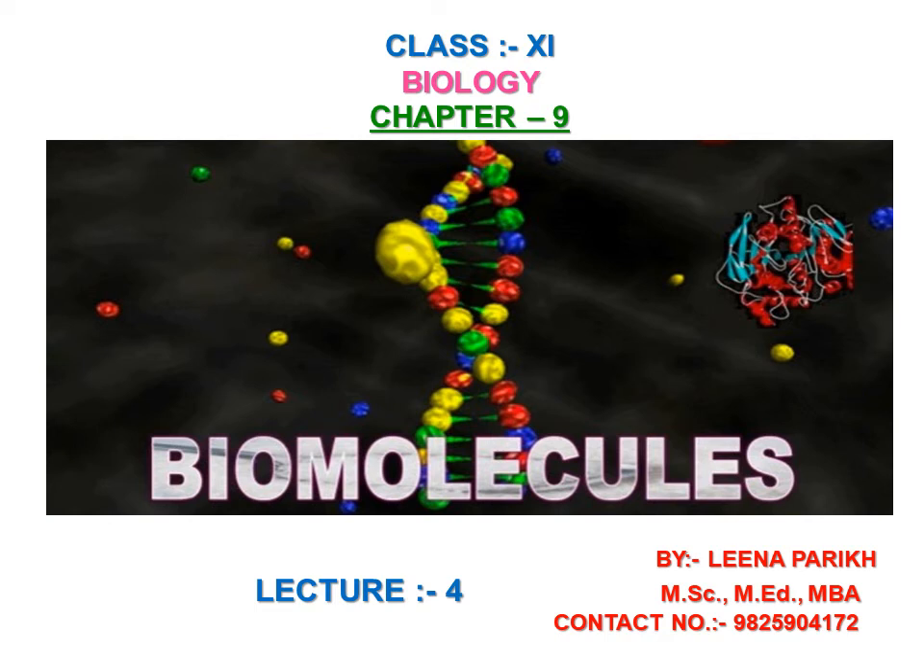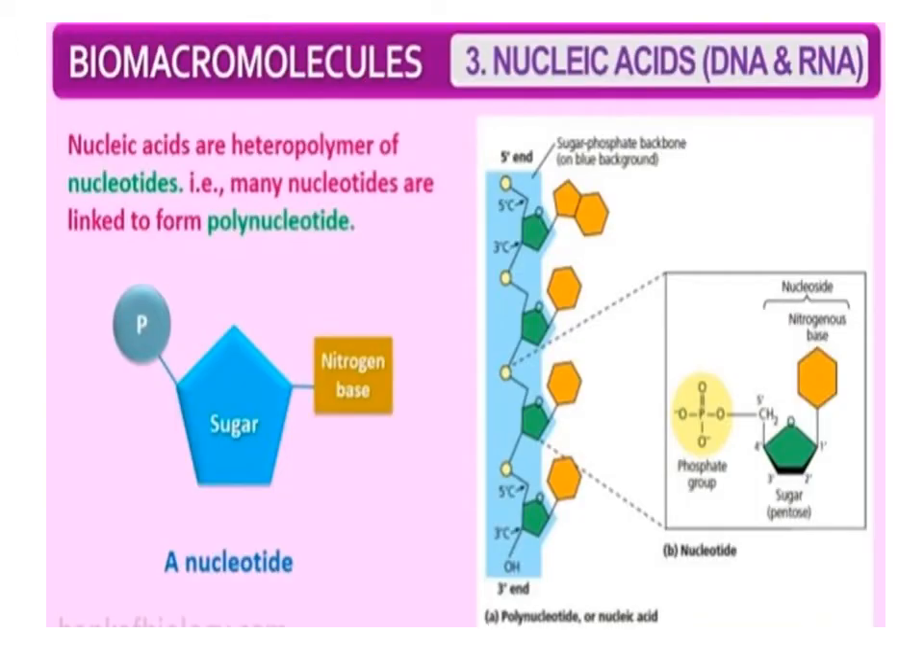Biology, Chapter 9 Biomolecules of Class 11. Biomacromolecules, Nucleic acids. Nucleic acids are polymers of nucleotide. A nucleotide has three chemically distinct components: a heterocyclic compound, nitrogenous bases, adenine, guanine, uracil, cytosine, and thymine; a monosaccharide, pentose or 5-carbon sugar ribose or deoxyribose; and a phosphoric acid or phosphate.